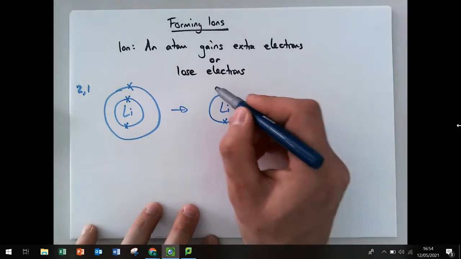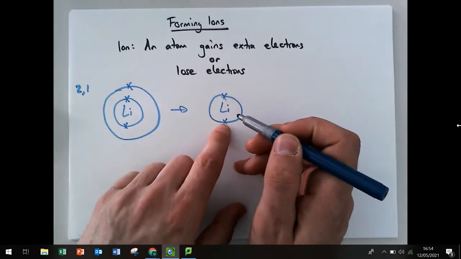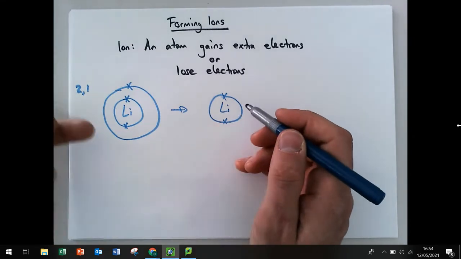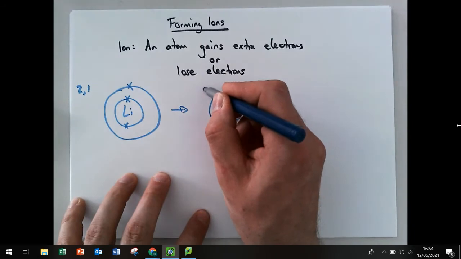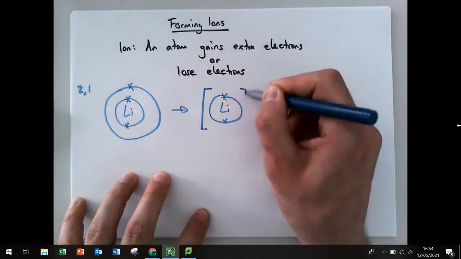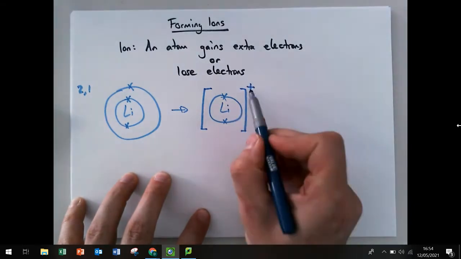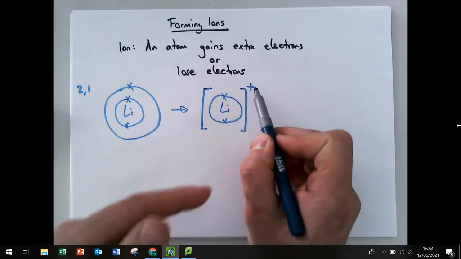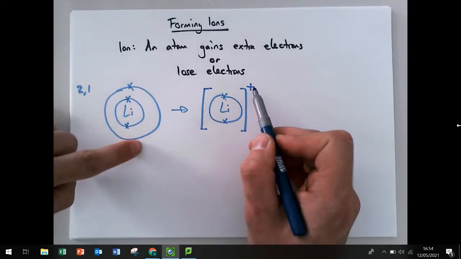So therefore, what is left behind? Well, it has more positive charges, more protons than it has electrons. So we say it has a positive charge. To show that it has a positive charge, we add a square bracket like this, and we just write down the charge here. This is to show that it is an ion and not a neutral atom.